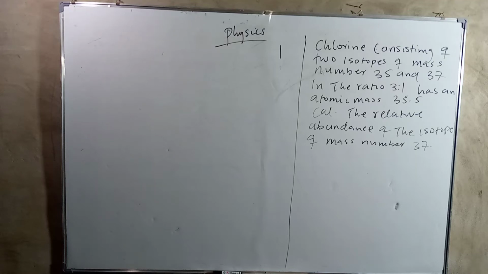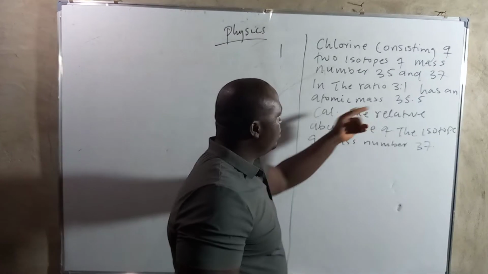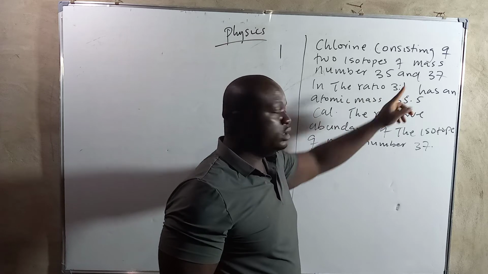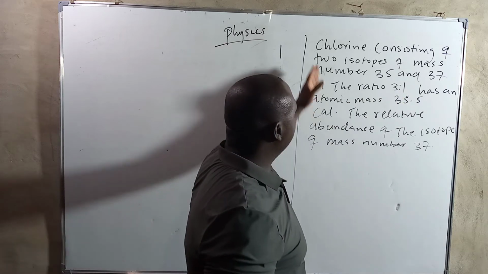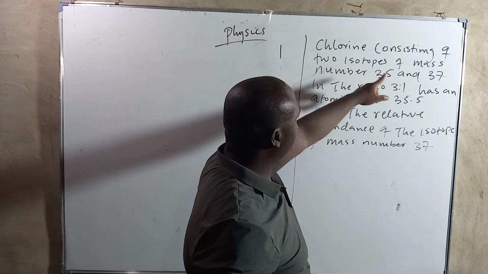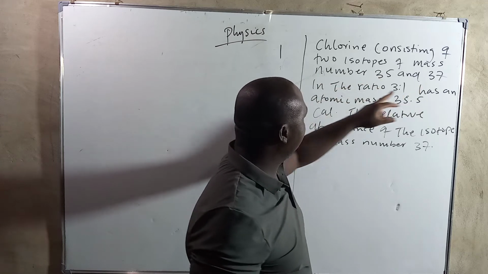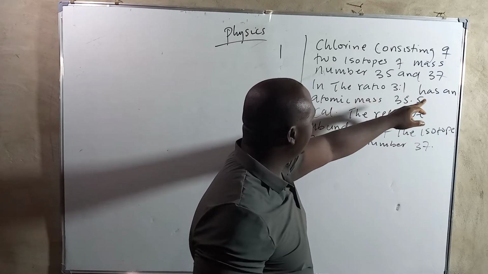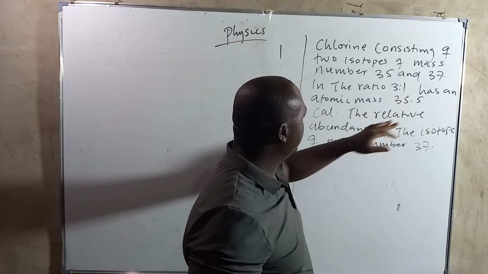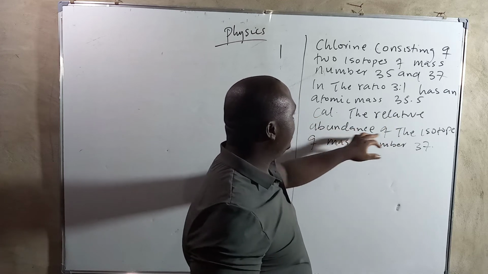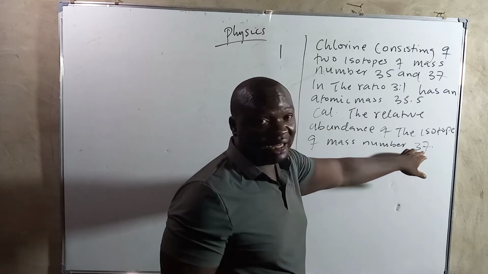In this video on isotopes, we will be dealing with how to calculate isotopes when you have the ratio. Now, you can see chlorine consisting of two isotopes of mass number 35 and 37 in the ratio of 3:1 has an atomic mass of this. Calculate the relative abundance of the isotope of mass number 37.